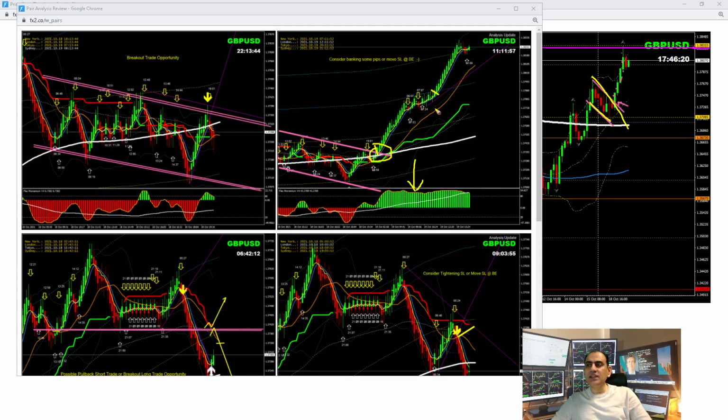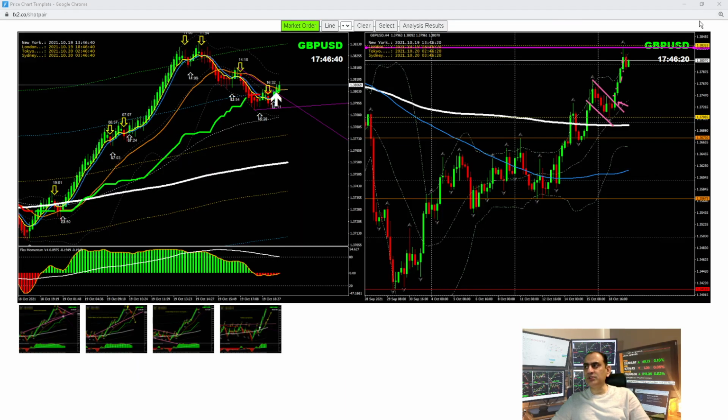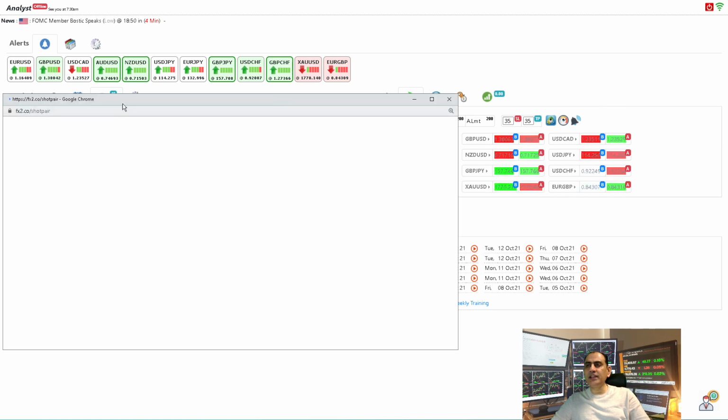So you can see here we had a beautiful pullback long trade as soon as the price hit this level, the major resistance level, and that's what we explained to my traders, it's time to bank some profit. You can see here we did such an amazing long trade on pound dollar. All right, so let's move into the dollar CAD.